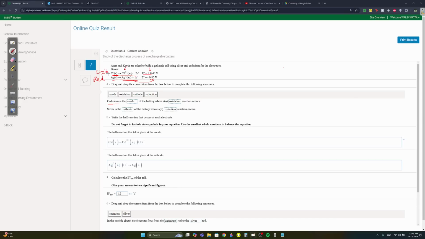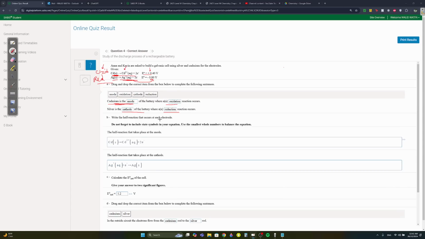Which one gets reduced? Which one gets oxidized? The anode or the cathode? Always, the one oxidized is the anode. So cadmium is the anode because it prefers to be oxidized. The one that prefers to get reduced is the cathode. This is all memorization. I'm trying to make you understand, but you have to memorize all of this stuff. The one that gets oxidized is the anode. The one that gets reduced is the cathode.